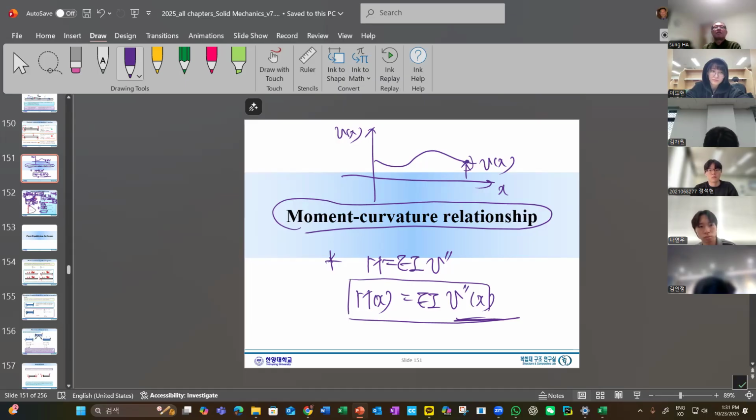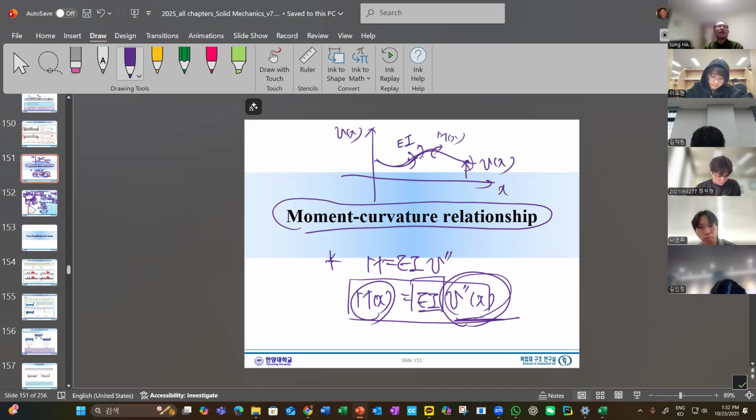Every point you have here you have a moment, here you have a moment, here sometimes a moment. At every point the moment will be given as a function of x, and the curvature v double prime is related simply by EI. What is EI? EI means that every beam, at every point, has a Young's modulus and a moment of inertia. This is a geometric deformation, and this is the force it carries.